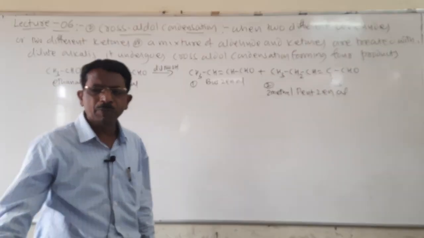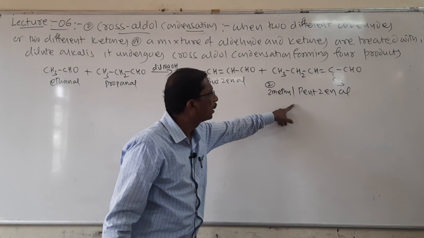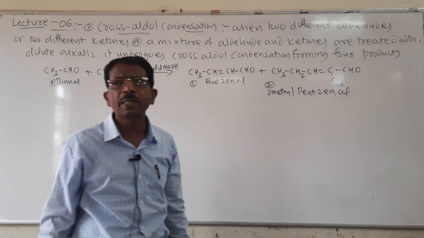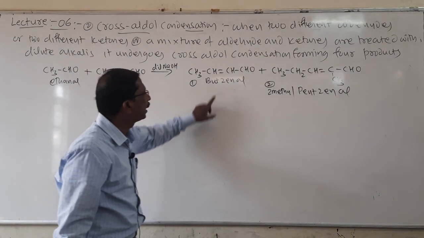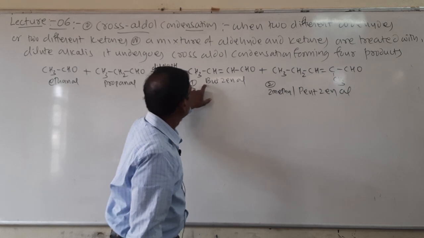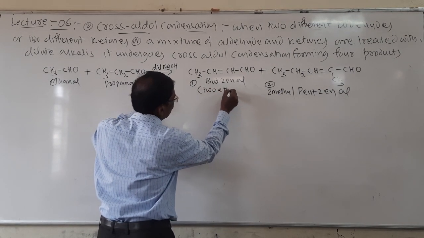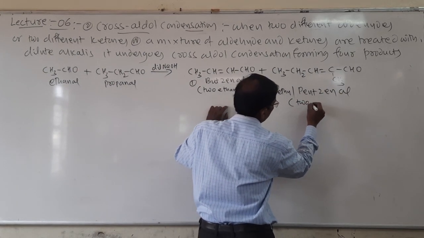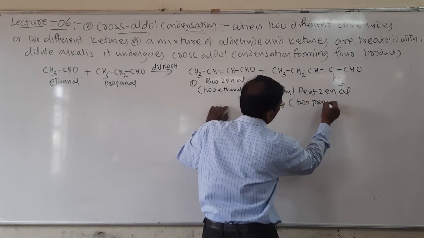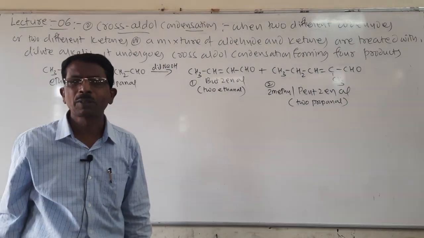Look here students, what is the name of this second compound? It is 2-methylpent-2-en-al. Here it is formed by the combination of 2 propanal. And then what is the third product?